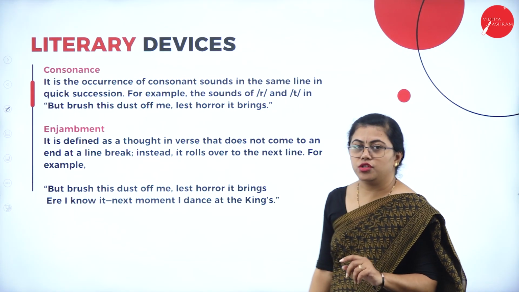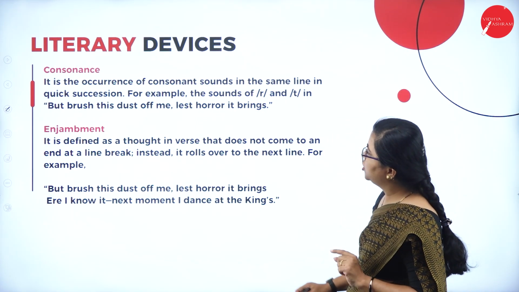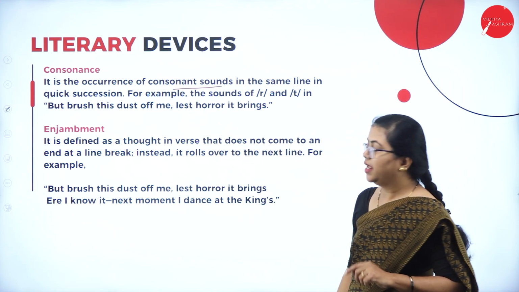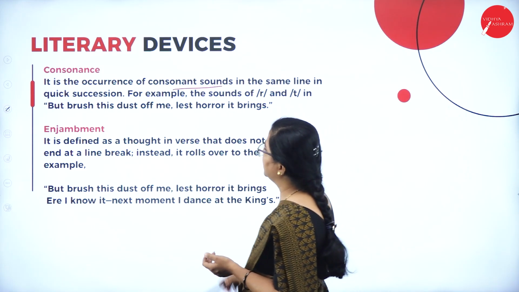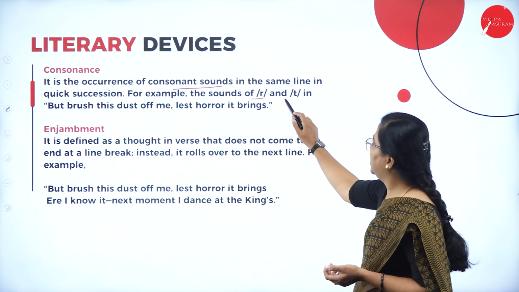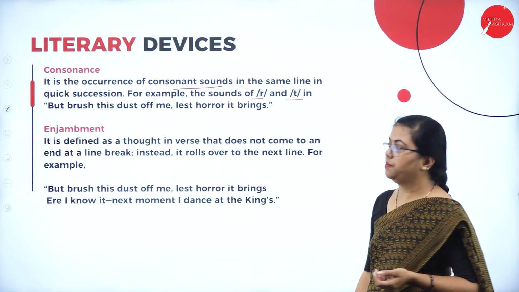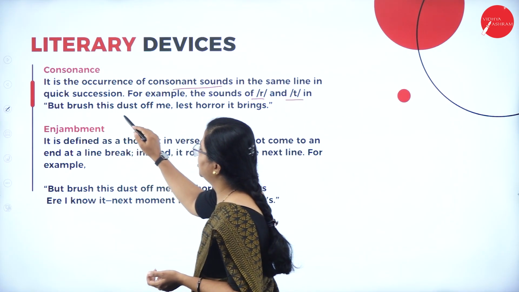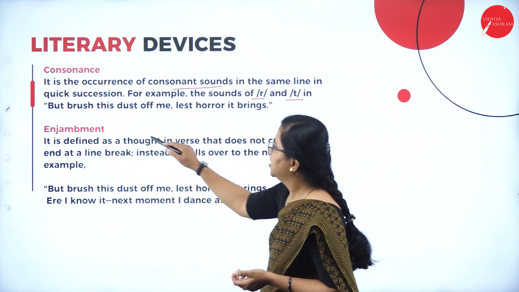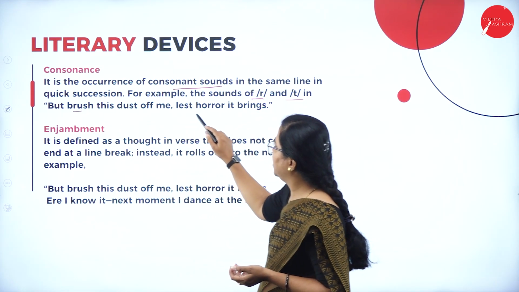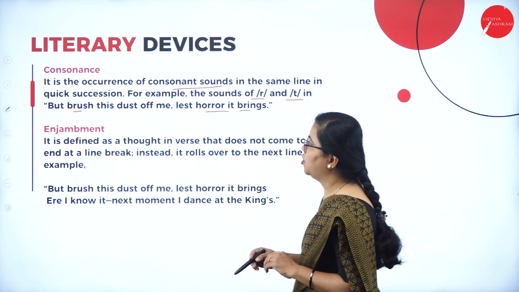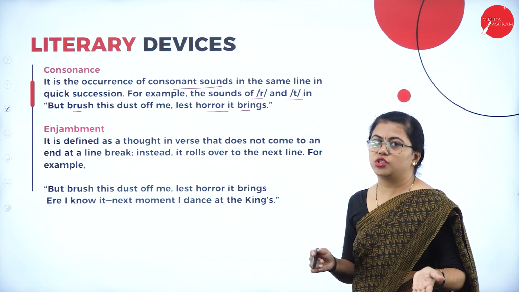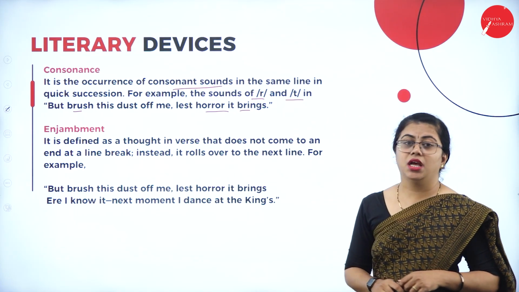So then we have consonance also. Consonance is the repetition of consonant sounds. It need not be in the beginning, it can be in the middle also. So here you can see the sound of R and T is repeated here. But the brush, the A sound, as I told you, fine. So the brush is also repeated here. Horror, R sound, brings, R sound. Again, lest horror, dust of me, the T sound is also repeated. So this comes under consonance.